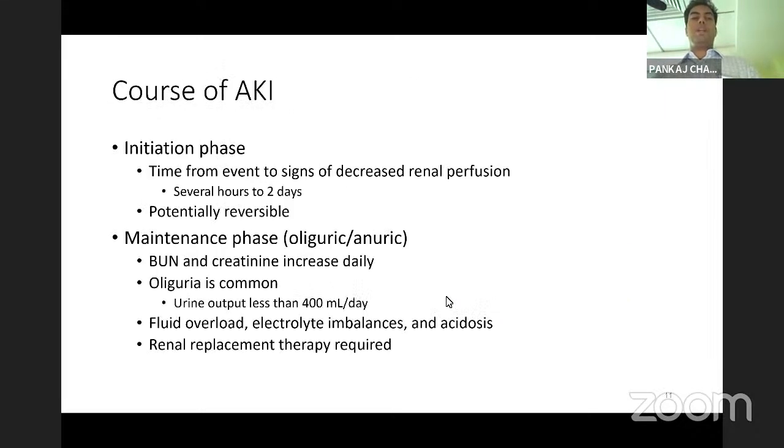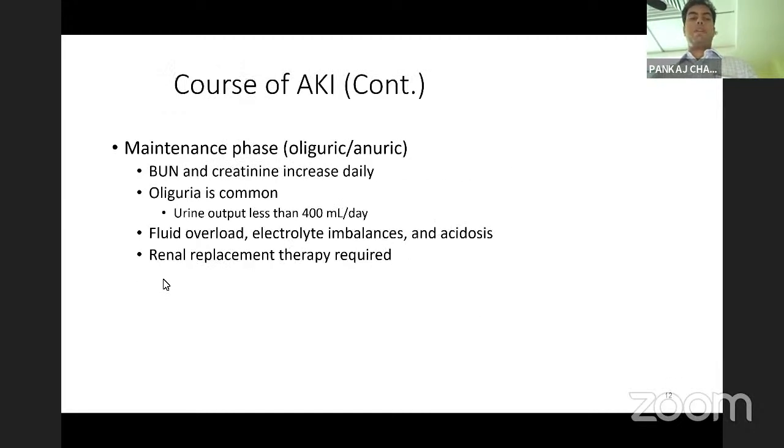The course of AKI: the initiation phase. We start from the event to the sign of decreased renal perfusion. It takes several hours, if appropriate management is done at the appropriate time. The maintenance phase includes oliguria or anuria, in which blood urea nitrogen and creatinine increase, and oliguria is common, which is urine output less than 400 ml. It finally results in fluid overload, electrolyte imbalance, and acidosis. And in this, renal replacement therapy is required.